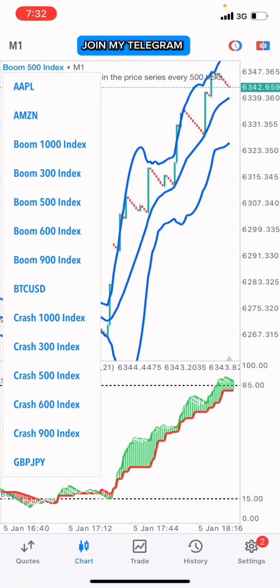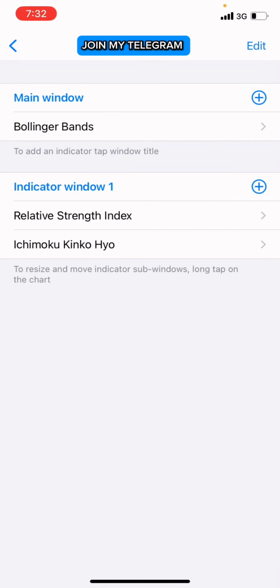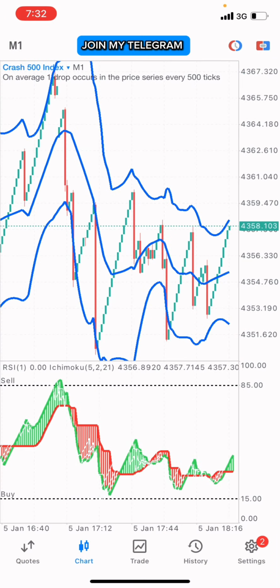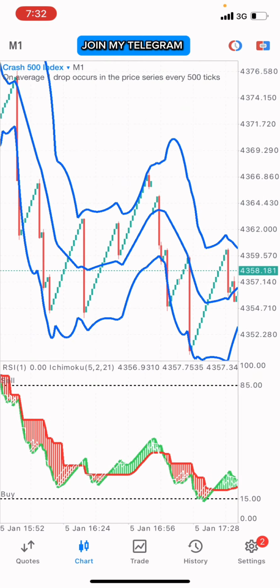Okay, so we'll go over to the Crash 500 index, using the same parameters and setup, as you can see. We're using this on the second zoom level, the third zoom level. You can use it on the first, second, and third zoom.